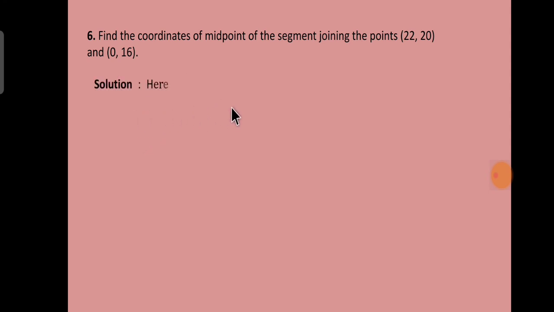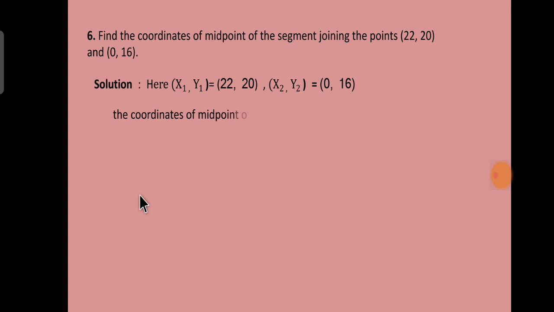Solution: here x1, y1 is equal to 22, 20 and x2, y2 is equal to 0, 16. Here the values of x1 and y1 given are 22, 20 and x2, y2 is equal to 0, 16. Let the coordinates of the midpoint of the segment be x and y. So the coordinates of the midpoint of this segment we have to assume as x, y.